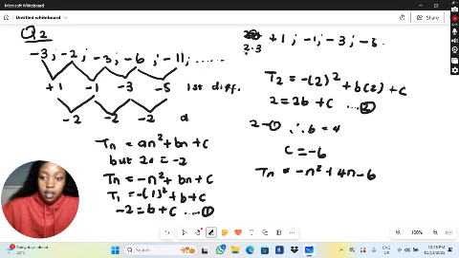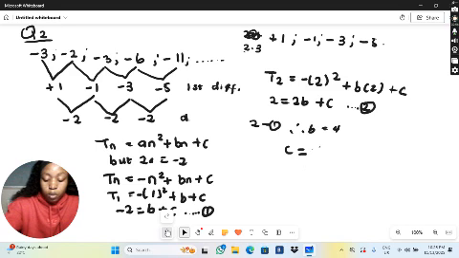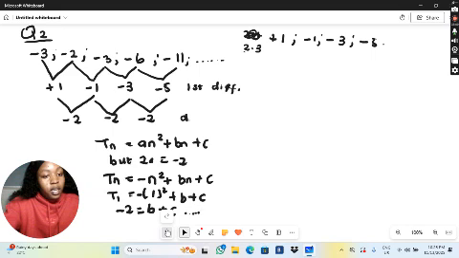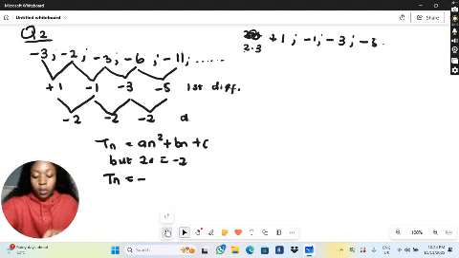Okay, so that's it for question 2.3. Therefore our question 2.4, let me just read the question while erasing here. The question is saying that explain why the sequence will never contain a positive term. We should explain why this sequence will never contain a positive term.